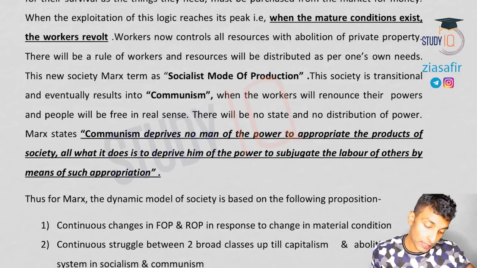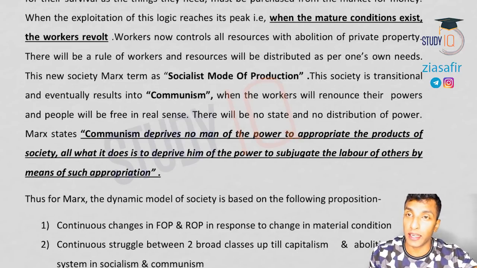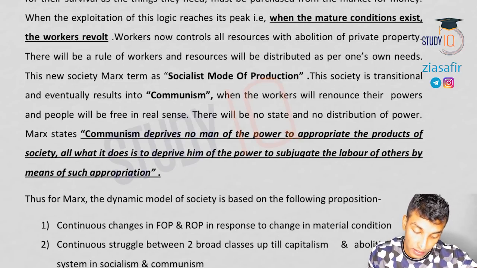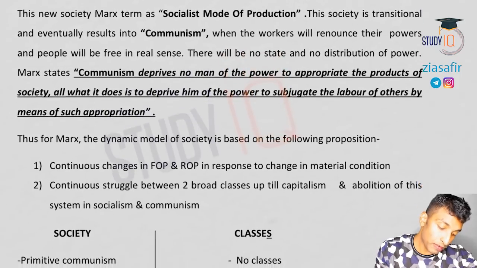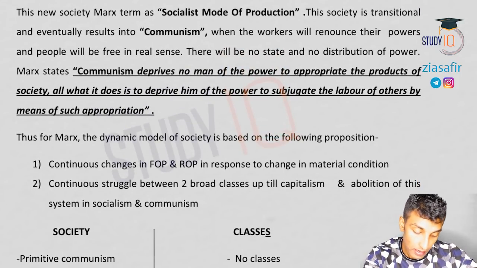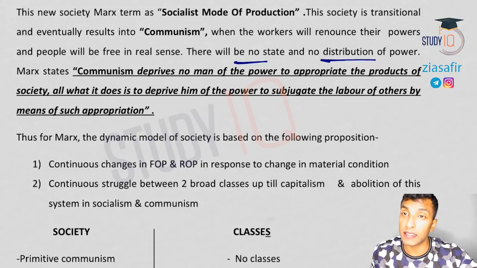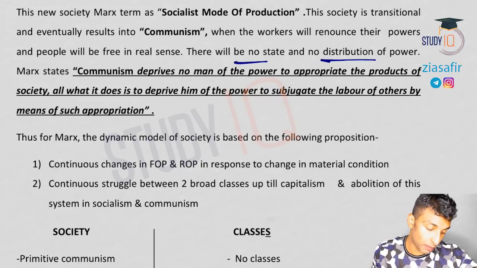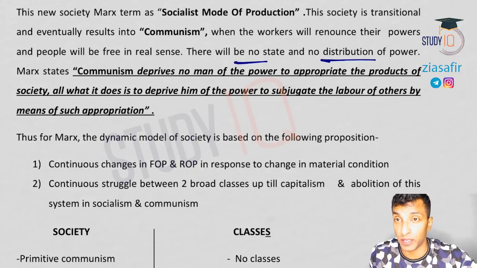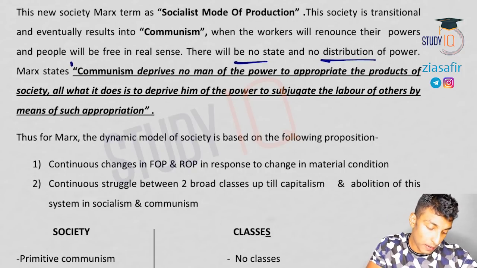This society is transitional and eventually results in communism, when the workers will renounce their powers and people will be free in the real sense. There will be no state and no distribution of power. Marx states, communism deprives no man of the power to appropriate the product of society. All it does is deprive him of the power to subjugate the labor of others by means of such appropriation.